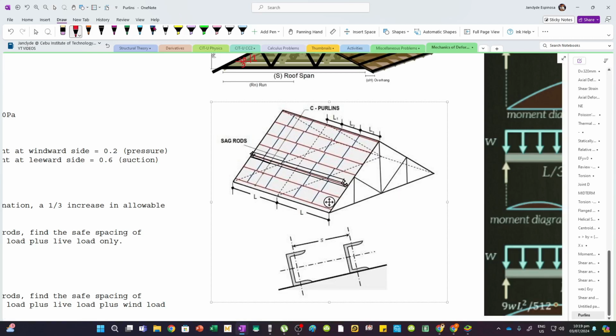Now, yung sagrods, it will act as a support about the y-axis. Ito kasi yung mga sagrods natin. Nag-act siya as a support para sa weaker axis, which is yung y-axis. Yung IY kasi ng purlins, kasi di ba channel yung ginamit natin, it's significantly lesser than our IX. So sa IY, we need additional supports. But meron din cases na walang sagrods.